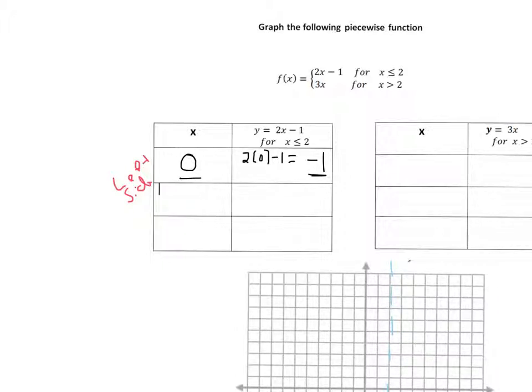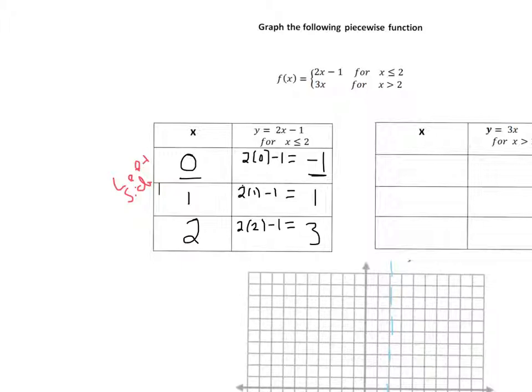Let's pick another value. Let's pick 1. Then it's 2 times 1 minus 1. 2 times 1 is 2, minus 1 is 1. The last number we're going to pick is our endpoint, since we need to know what happens when x is right up against that line at 2. So we plug 2 in. If x is 2, y is 2 times 2 minus 1. 2 times 2 is 4. 4 minus 1 is 3.